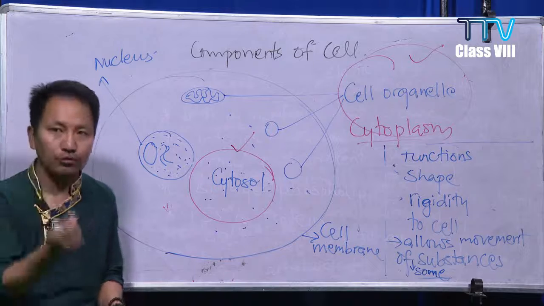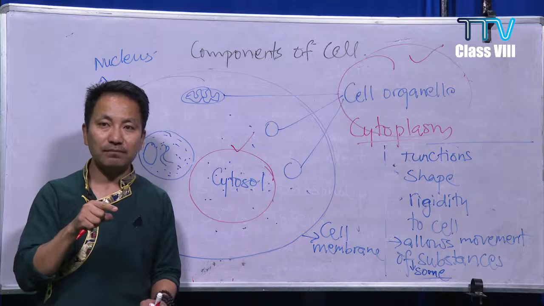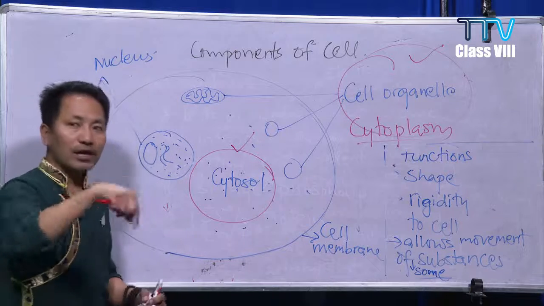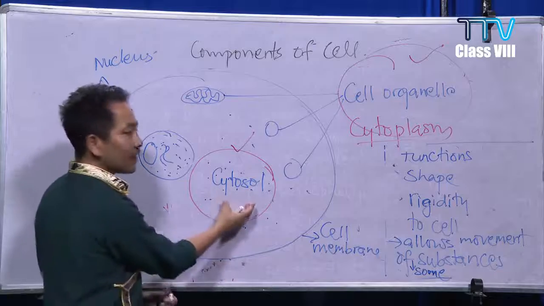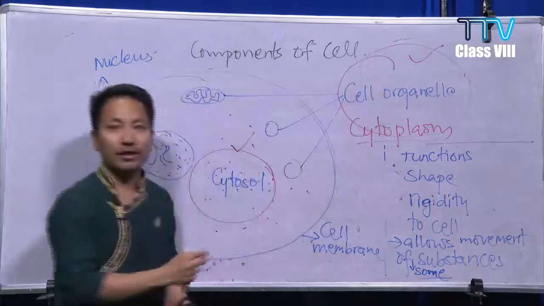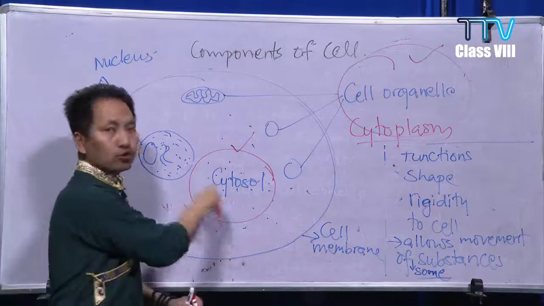That thing is called the cytosol, whereas cytoplasm, when we say cytoplasm, it means we are combining the two things. What are those two things? The cytosol and the cell organelle. The whole thing is called the cytoplasm.